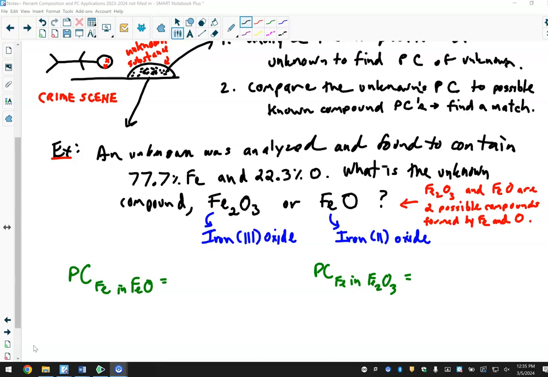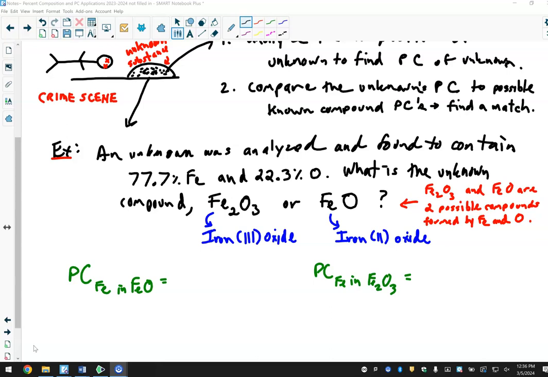Is this unknown compound, composed only of iron and oxygen, Fe2O3 or FeO? One way you can do this is to pick either iron or oxygen. We're going to do iron first. You would find the percent composition of iron in FeO using the percent composition formula and see if it's 77.7% iron. You're also going to do the math for Fe2O3 and compare that percent of iron to the percentage of iron in your unknown. Whichever one matches, that's a match for the compound.